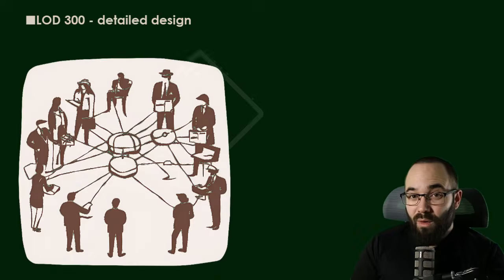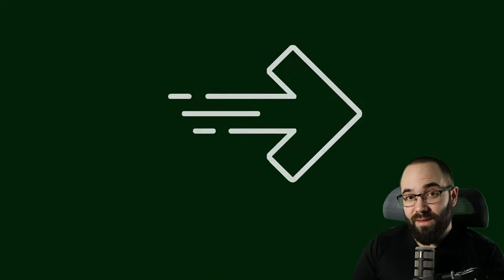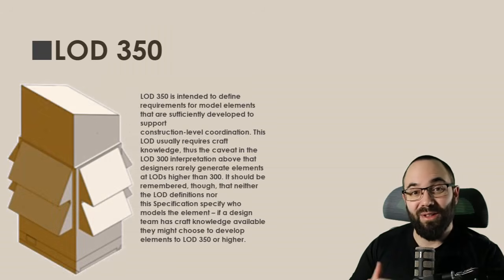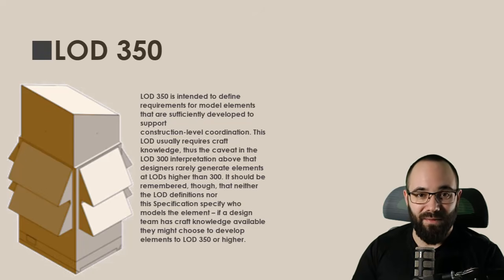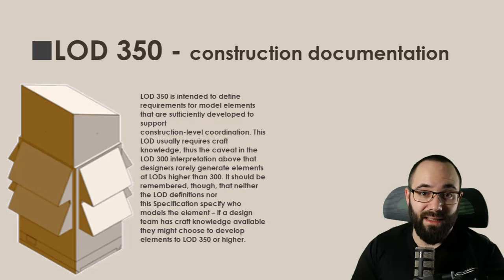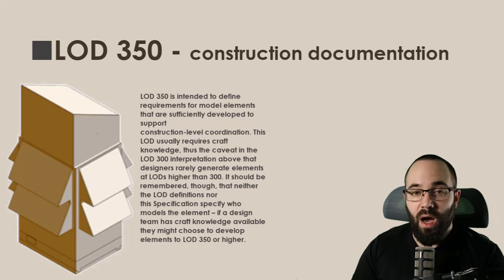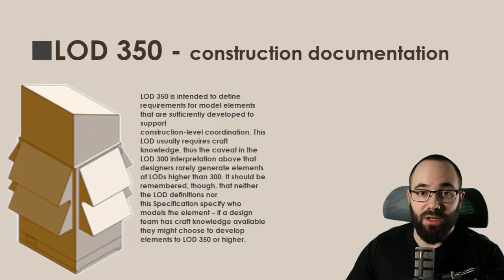Now, let's move over to LOD 350. So the fourth level is not LOD 400, it's LOD 350. This is construction documentation. It includes detailed assemblies and fabrication of construction level information used for generating construction documents and shop drawings.